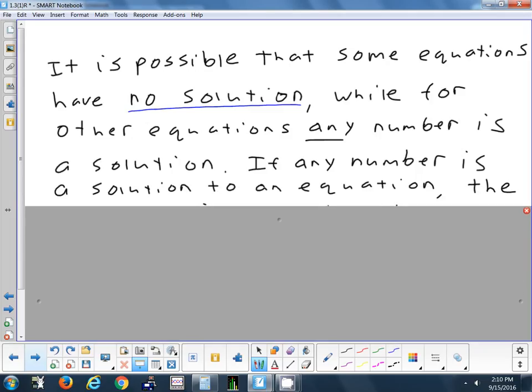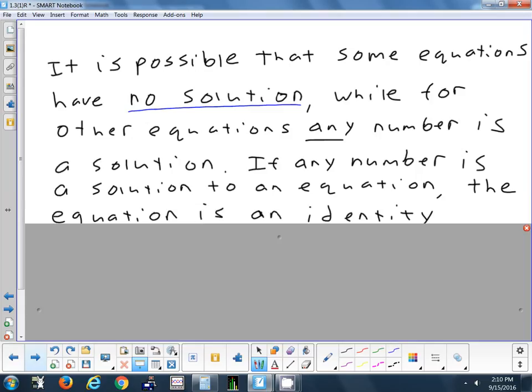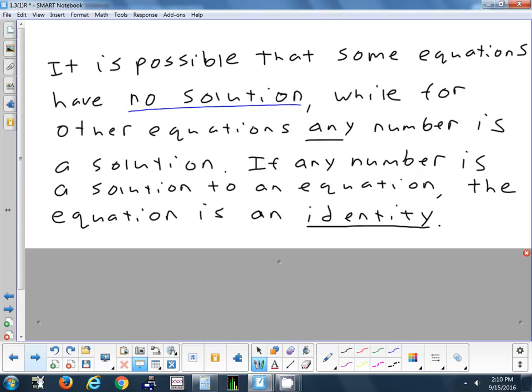When we have no solution, we just call that a problem with no solution. When we have an equation where any number you can possibly think of is a solution, that's called an identity. An identity is an equation that's always true. In fact, you can't find a number that makes it not true. Has anybody ever heard of an identity in math?